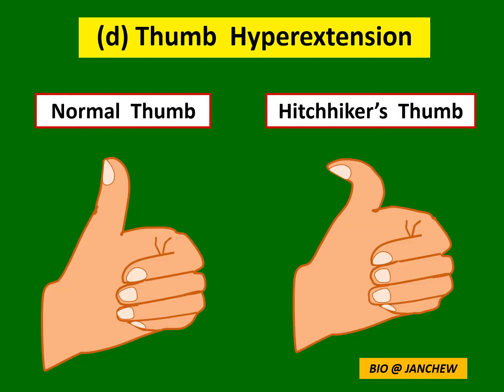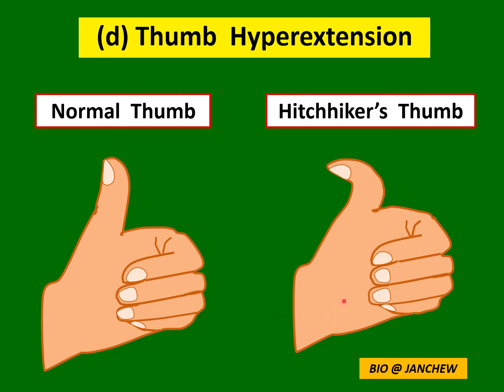The fourth example of variation in humans is thumb hyperextension. So if you were to bend your fingers or just form the good sign with your hand, then you look at your thumb. If your thumb stands up in an erect way like this and doesn't bend back, this is called the normal thumb.